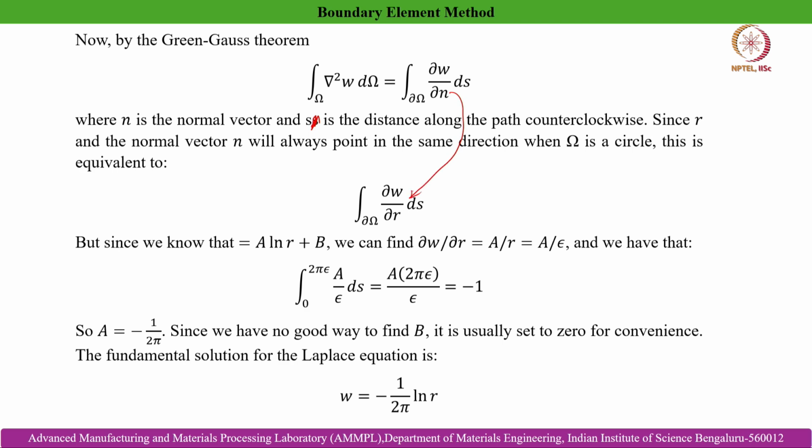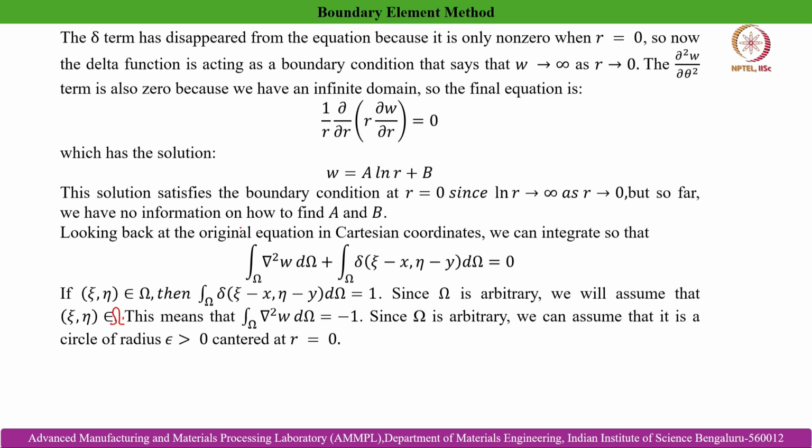But since we know that w is equal to a ln r, again there is a mistake. So w is equal to a ln r plus b. So we can find del w del r is equal to a by r, which is equal to a by epsilon, and so integration from 0 to 2 pi epsilon of a by epsilon ds is equal to a 2 pi epsilon.